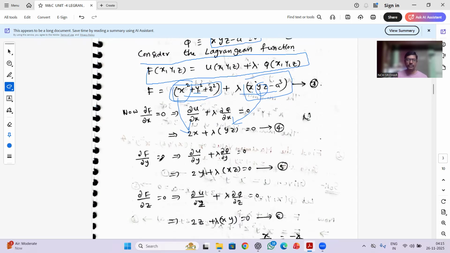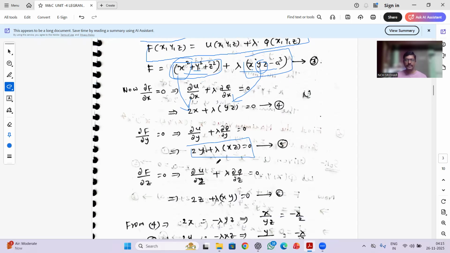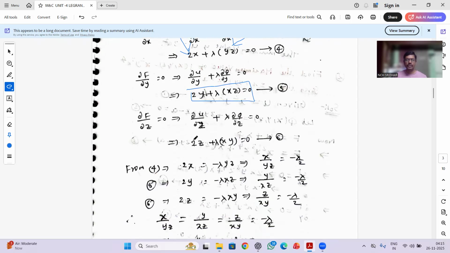Now, with respect to y, in the same way we get 2y plus lambda into xz is equal to 0. Y square gives 2y, and lambda into y differentiates to lambda, so we get lambda into xz equal to 0. This is with respect to y. Okay, students, now dou u by dou z plus lambda into dou pi by dou z.